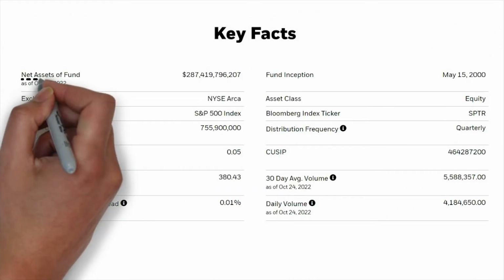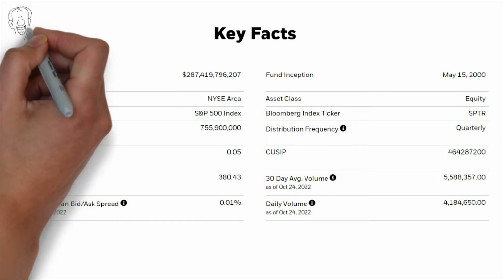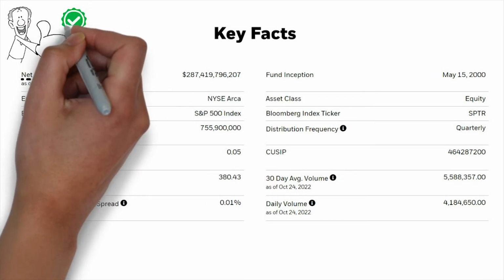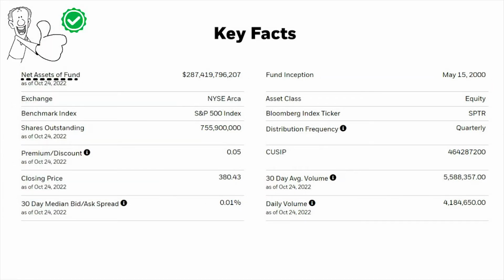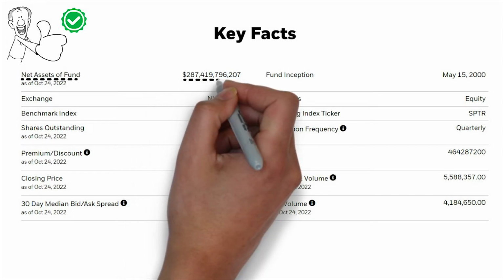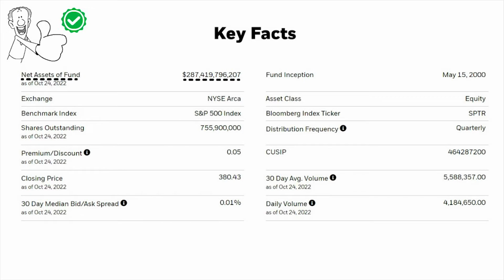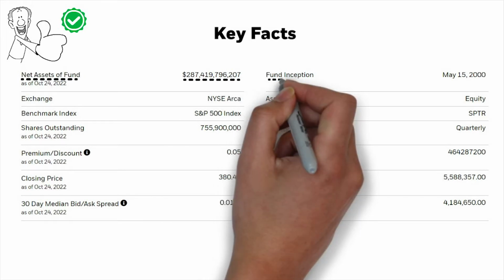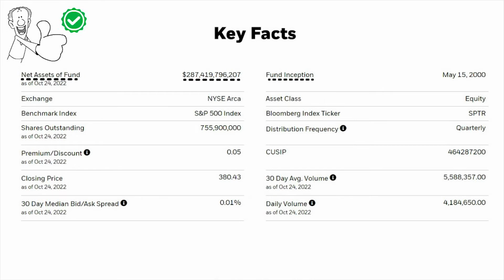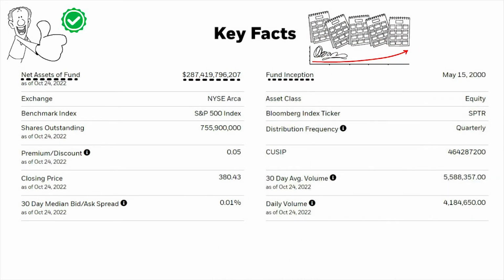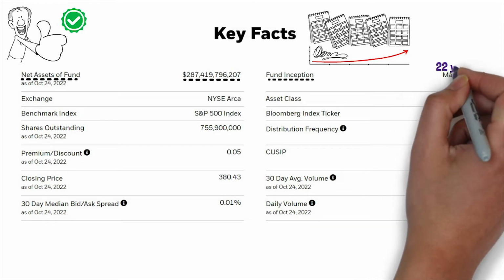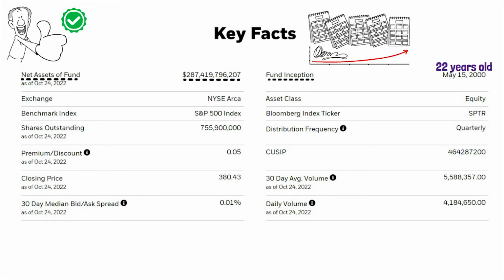Here we must look at the net assets of the fund. The bigger this number, the better, as more capital means more trust. The current AUM, or assets under management, are $287 billion. Then we must see the fund inception. The longer the fund has been active, the more trust this ensures in us, the investors. In this case, the fund is 22 years old. These are the main parts we must look at on this page.